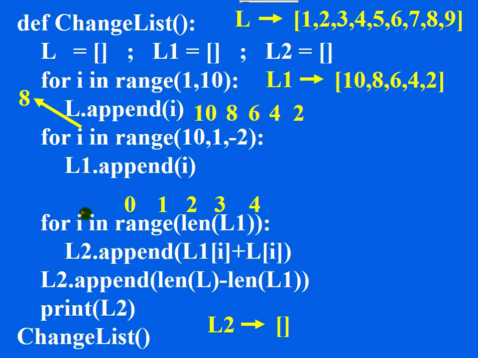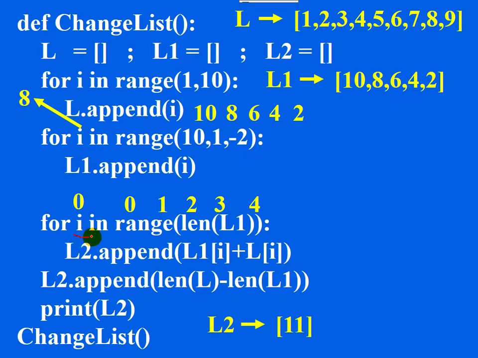Now I takes the first integer in the range, that is 0. Now L2 dot append L1 of I. Your I is 0, so L1 of 0, that is 10, plus L of I is 0, so L of 0, that is 1. So here 10 plus 1, 11. L2 dot append 11 means 11 is appended to the list L2. So now L2 contains one element, that is 11.